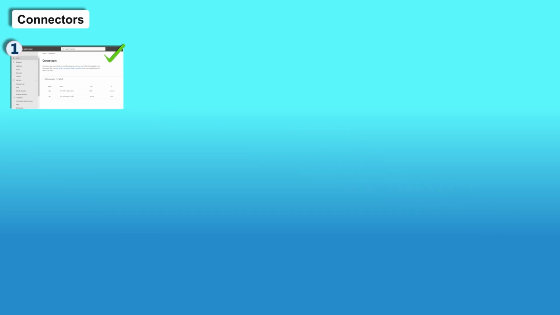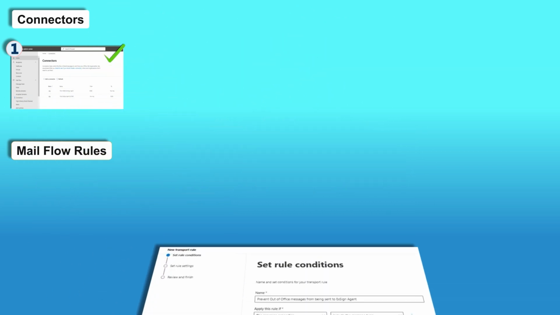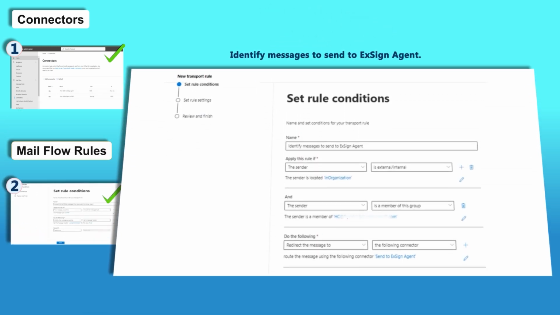Once the connectors have been created, you will also need to create two mail flow rules in Microsoft 365 before signatures can be stamped on its mailboxes. These rules are: prevent out-of-office messages from being sent to ExSign agent, and identify messages to send to ExSign agent.